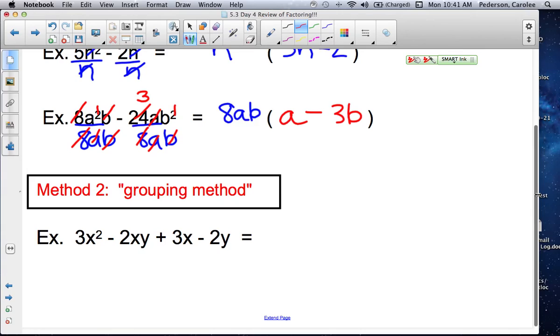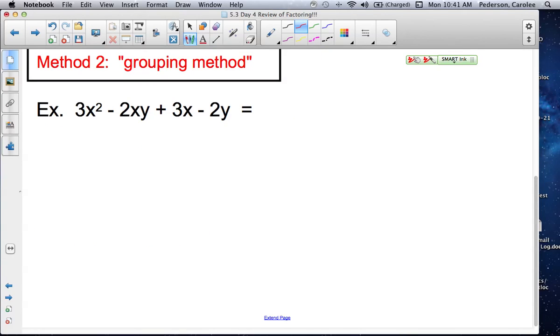The second method we learned is what we call the grouping method, where we have 4 terms and we want to group 2 terms and 2 terms. So I'm going to group these 2 terms and those 2 terms and see if I can get anything to divide out. If I look at grouping the first 2 and the last 2, nothing divides out. So I might want to rearrange the order of the terms.